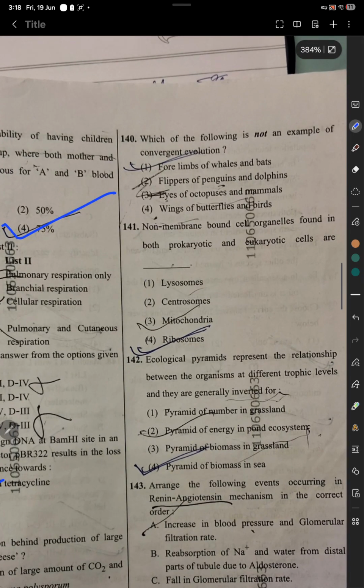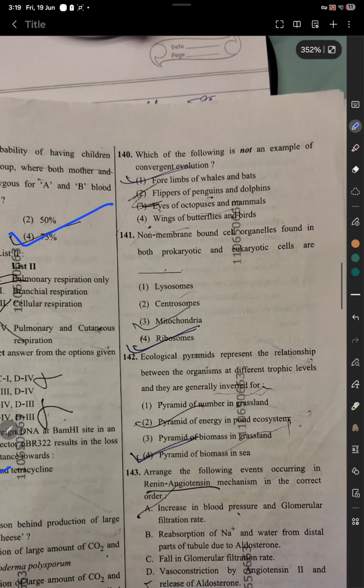The next question, question 140. Which of the following is not an example of convergent evolution? Then forelimbs of whale and bats.